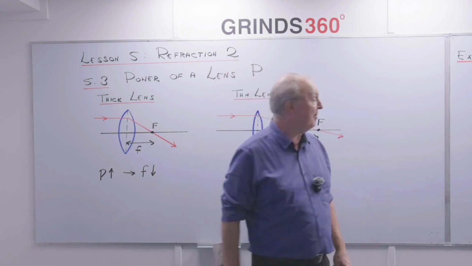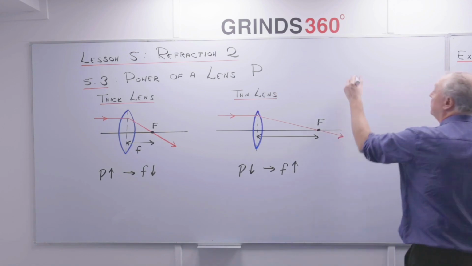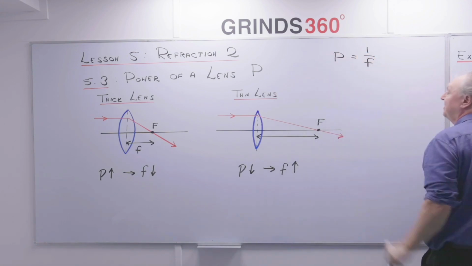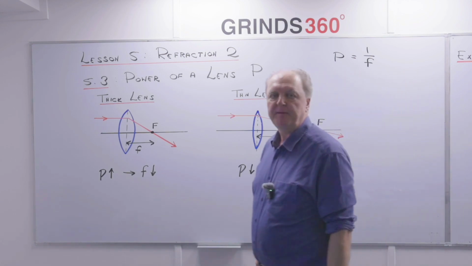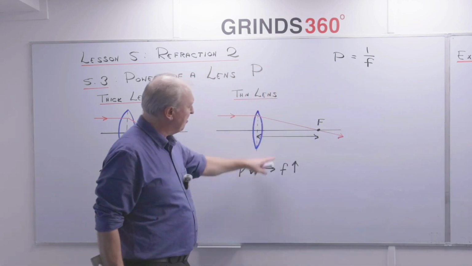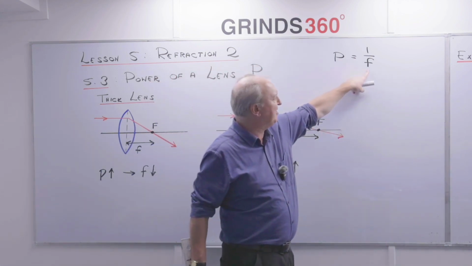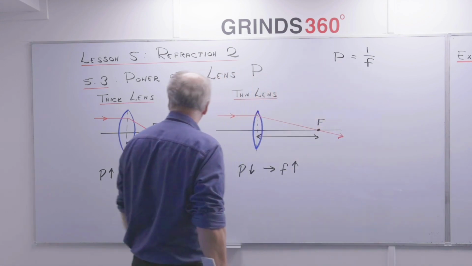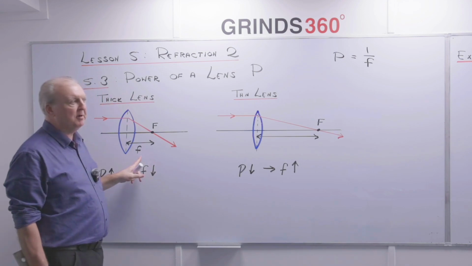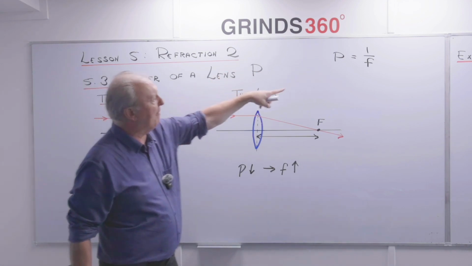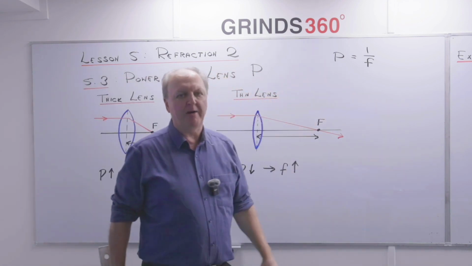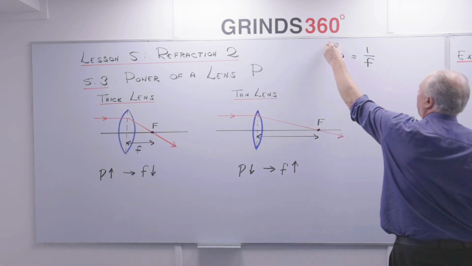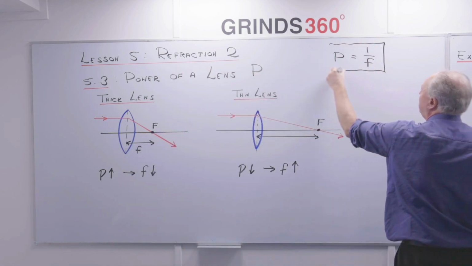And this formula makes common sense. The formula is the power of the lens is 1 over f. That makes sense, doesn't it? Because if f is a big number like here, 1 over a big number gives you a small number for the power. But over here, if f is a small number, 1 over a small number will give you a big number for the power. So that makes perfect sense. There is a formula for the power of a lens. It's 1 over its focal length.